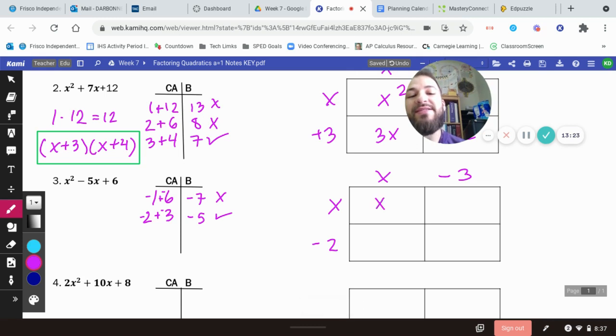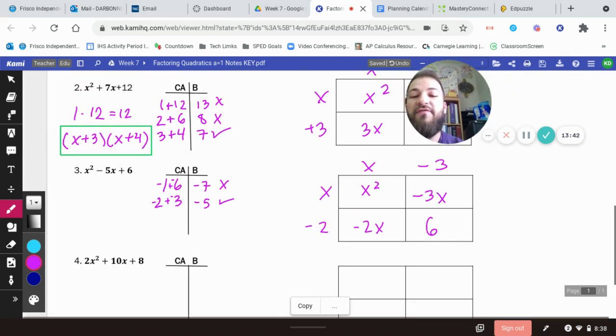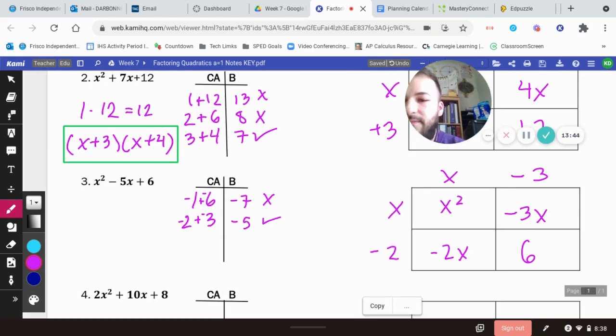So x times x is x squared, x times negative 2 is negative 2x, x times negative 3 is negative 3x, and negative 3 times negative 2 is positive 6. And just to check, does negative 2x plus negative 3x equal negative 5x? It does. So we are all good to go. So our factors in this case are x minus 2 and x minus 3.